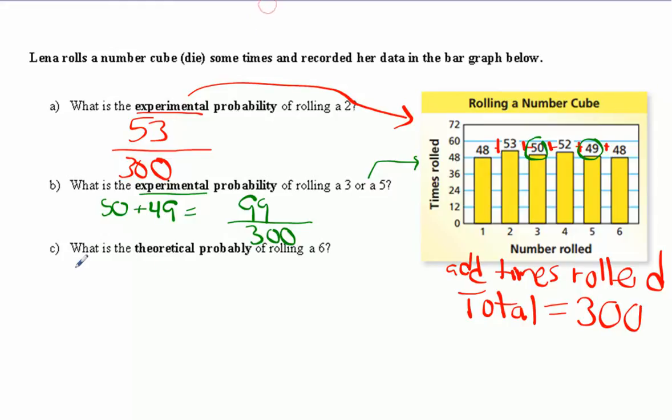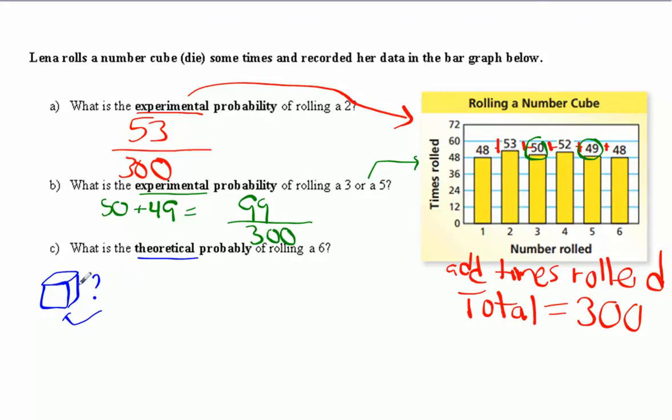Now, the third question is a little different. What is the theoretical probability of rolling a 6? Again, that means I do not look at this. That means I think about a die in theory. I'm pointing to my brain. In theory, what's my chance of getting a 6 when I roll this die one time? That's it. A one-time event.